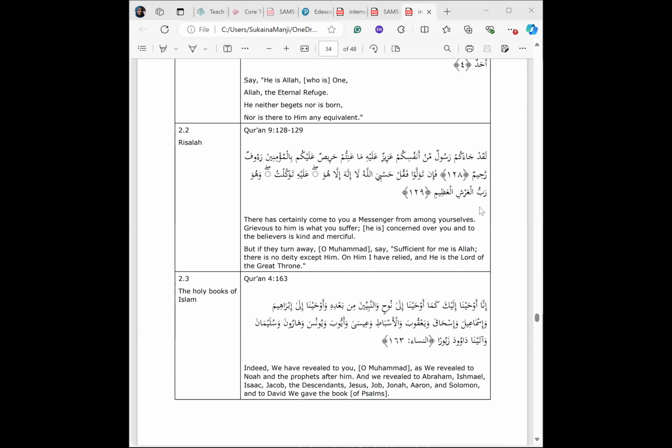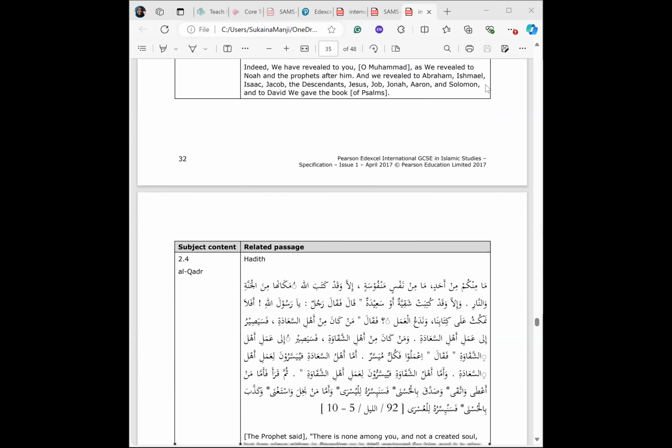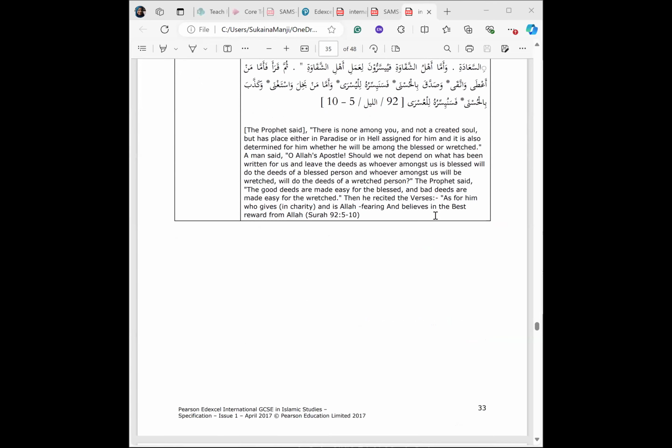And in terms of the next text, where it talks about if they turn away, O Muhammad, say, sufficient for me is Allah. There's no deity except him. So here again, it's talking about Allah being the one that is appropriate for Muslims. There's no one beyond that. So for Muslims, the concept of one Allah and following the Risala and the actions that are being provided through that. Again, we then move on to, let's choose another one.